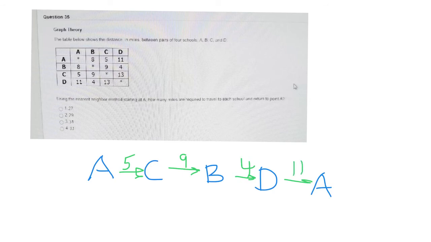So the nearest neighbor method is when you go to the nearest neighbor from where you are. Now, according to the constraint of the problem, you do have to hit a place you haven't been before, right? And you also have to go back to A at the end, regardless of how far away you are. D might be really far away from A, but guess what? We still have to return to point A once we've hit all these other letters, right? So anyway, calculating all this, 5 plus 9 is 14, plus 4 is 18, plus 11 would be 29. So the answer is 29. Bam.